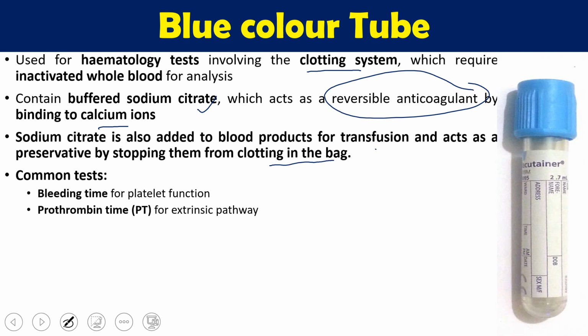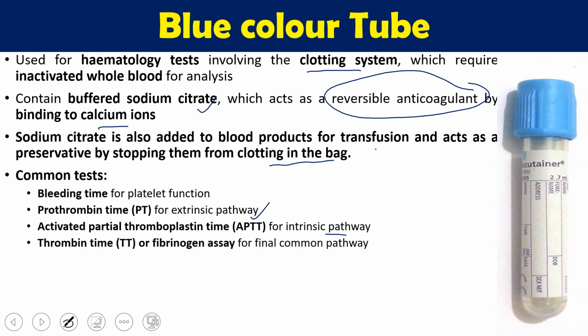Second one is the prothrombin test. This prothrombin test is normally done for the assessment of the extrinsic pathway. Then we have the activated partial thromboplastin time, commonly known as APTT, which is for the intrinsic pathway. Then we have the thrombin time, also called the fibrinogen assay. This is for the final common pathway.